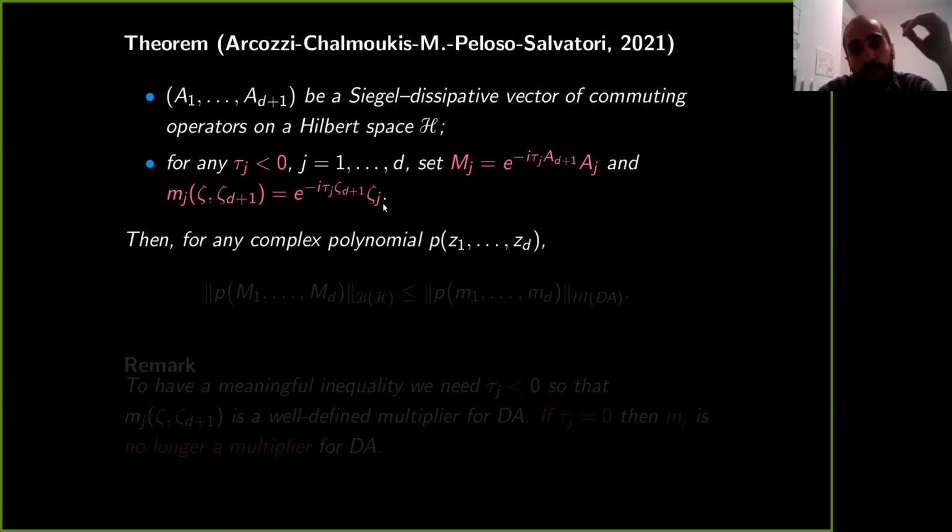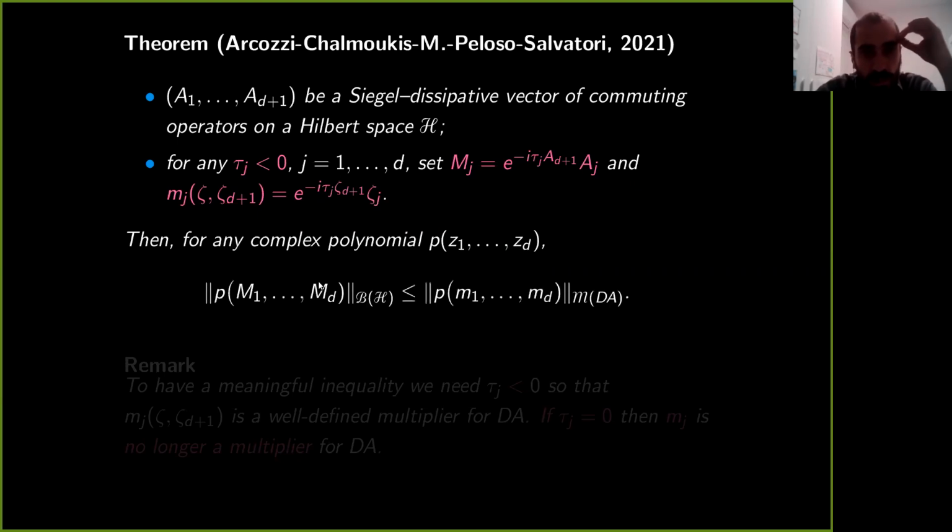And then we have that for any complex polynomial of d variables, not d plus 1, the norm of the polynomial in the big M_1, ..., M_d variables, so we have a polynomial in these operators here, is controlled by the norm of the polynomial P in the variables little m_1, ..., little m_d, and this is the norm of the multiplier operator associated to this polynomial, let's say, acting on the Drury-Arveson space on the Siegel half space.